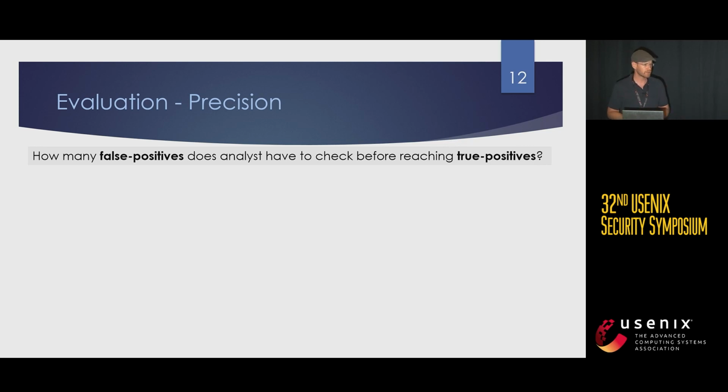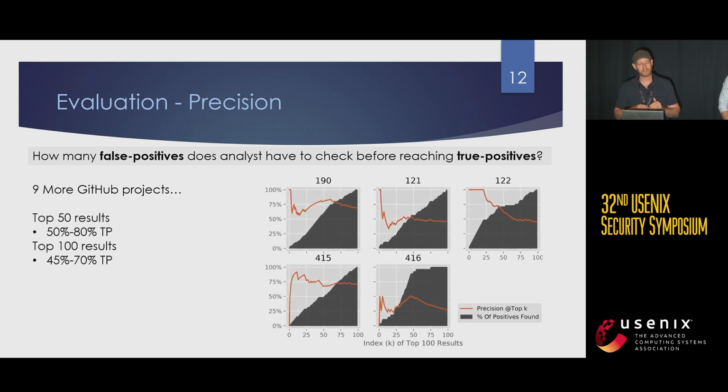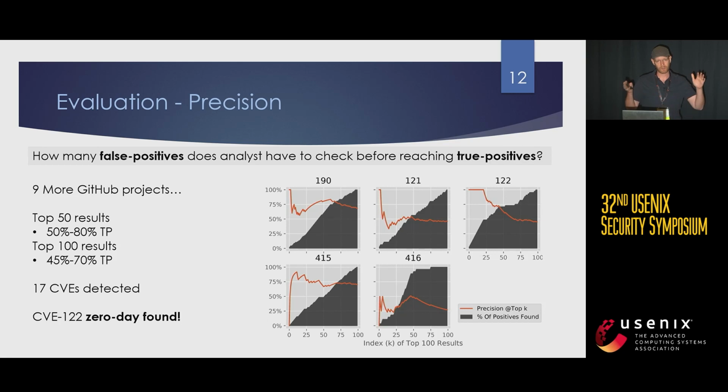So to understand the precision, what we did is we took 9 different projects from GitHub, we passed them through our VulChecker, and we ranked all the thousands of manifestation points from the most likely vulnerable to least likely vulnerable. And we gave the top 100 to an analyst and said, which one of these are bugs and vulnerabilities? So it turns out that for the top 50 results, 50 to 80% were true positives. And of the top 100 results, 45 to 70% were true positives, which is a very high success rate. And of that top 100 results, we saw 17 verified CVEs, and we identified 1 zero-day.